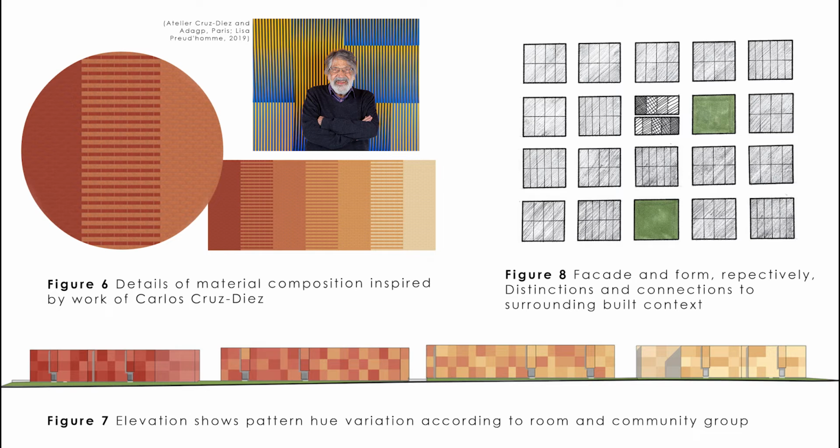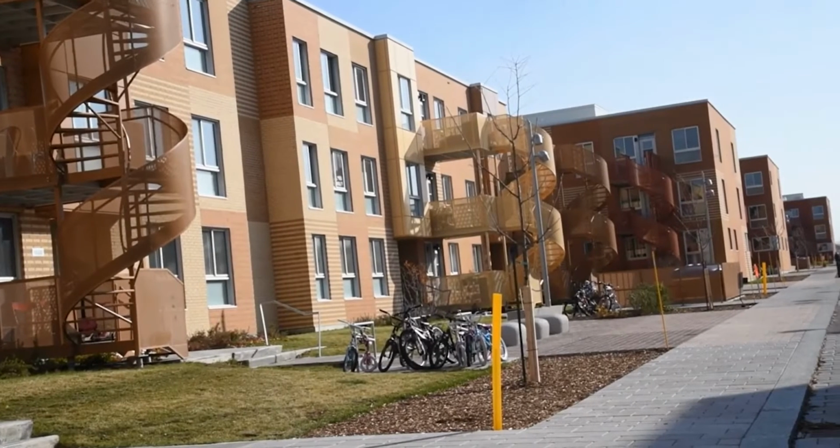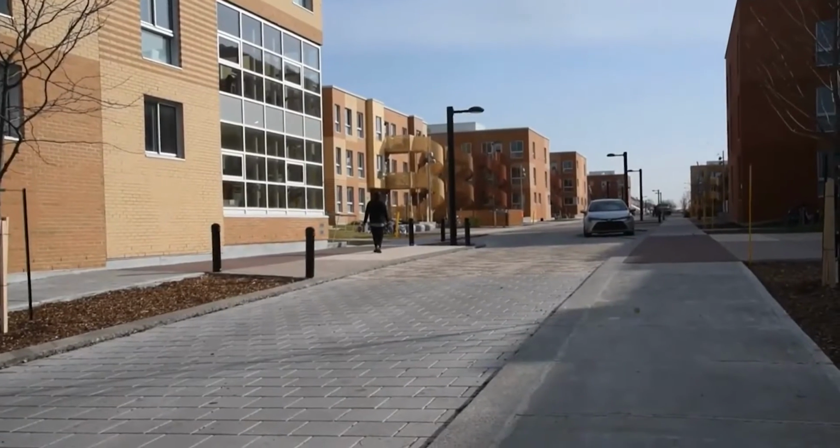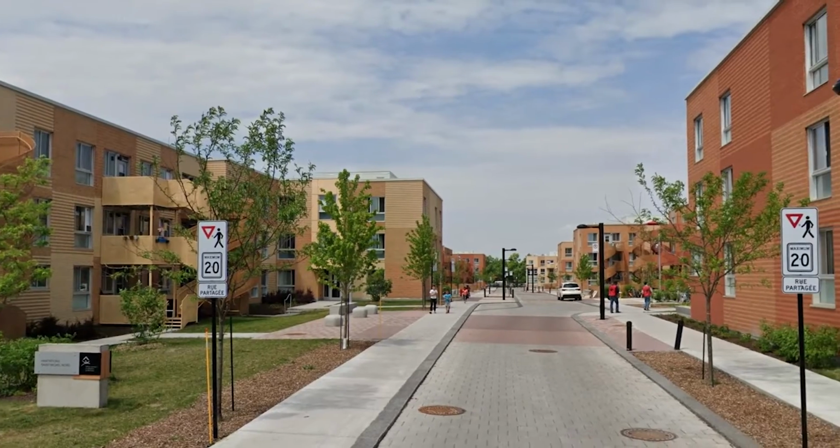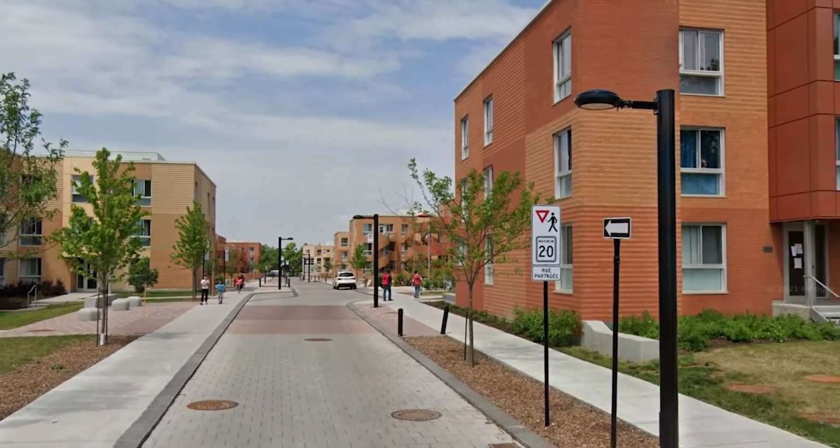Additionally, the designers remodeled building facades using patterning inspired by the work of Carlos Cruz-Diez, the contrasting bright color palette cultivating a sense of collective identity. In this precedent, the repetitive form of one generic social housing typology is used to create a connected community through the facade design, shared street, and dynamic spiral staircases. The project imbues a sense of community, serving as a physical and social invitation to the surrounding neighborhood.